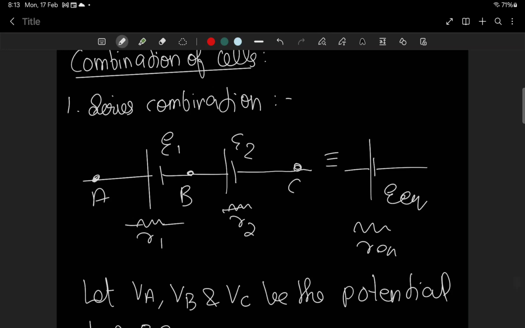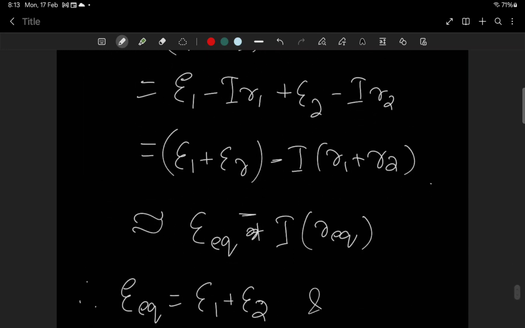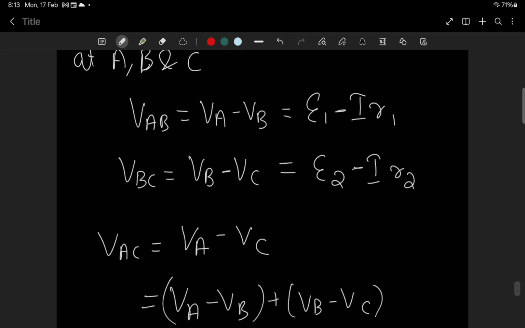Now cells in series combination. Now to parallel combination. One second. Parallel combination.